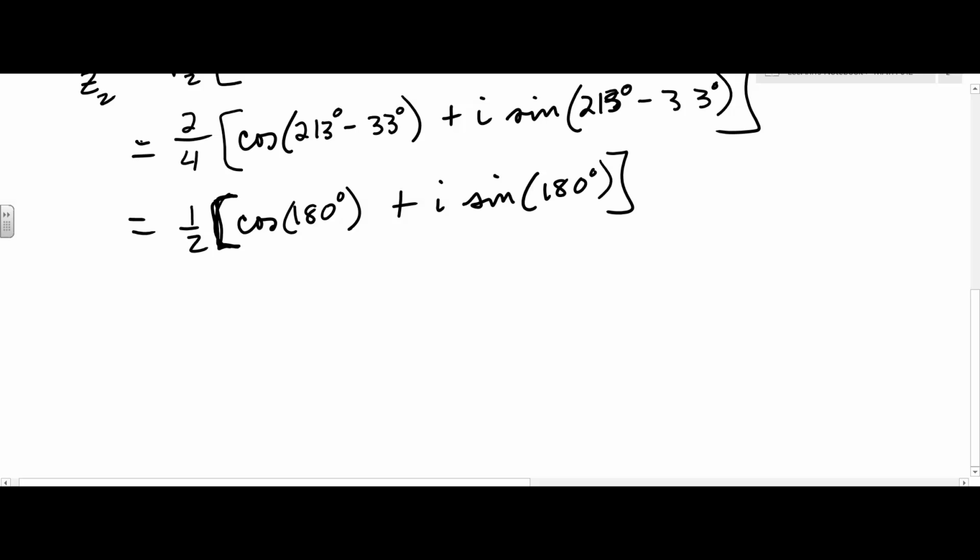Now, we want to have them in rectangular form. They didn't specifically say that, but generally it's a little cleaner for a final answer to have it in rectangular form, unless there's a particular reason to have it in polar form. Now, do we know the cosine of 180? 180 is over here. So the coordinates there are negative 1, 0. And so the cosine is going to be negative 1.